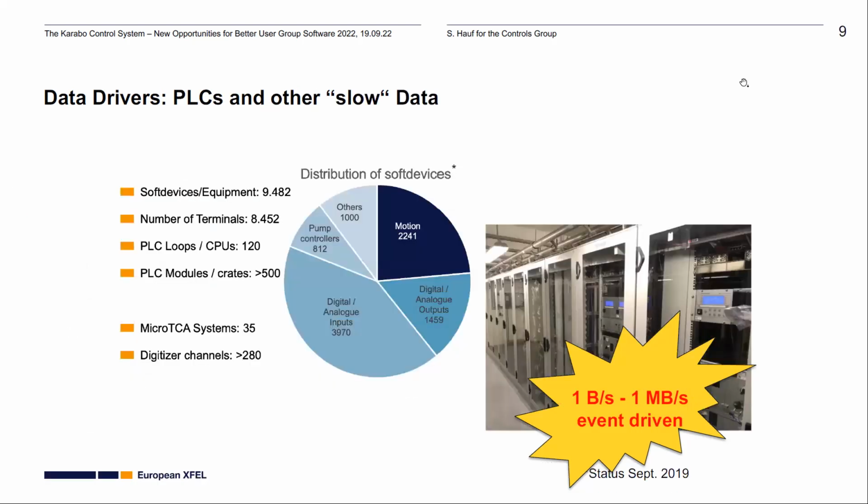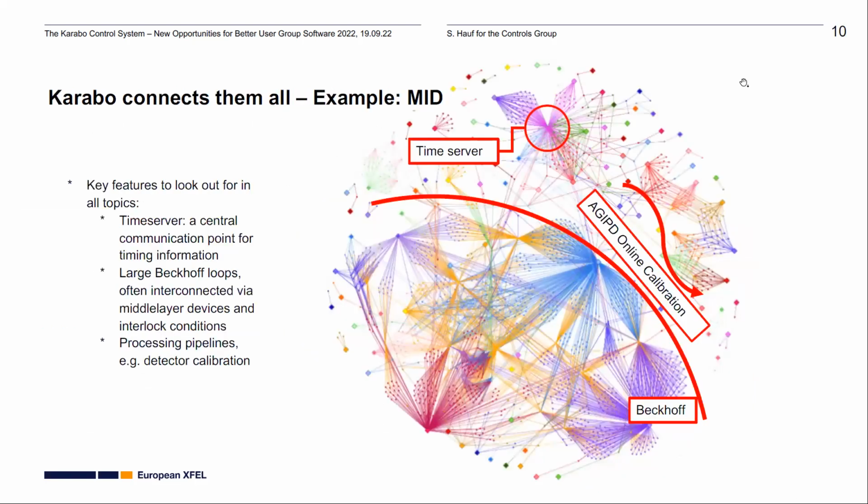And then 90% of the facility, that's what is often called slow control data, interfaced frequently through PLCs, but also directly through manufacturer protocols. This is mostly event-driven at the XFEL, so we have average data rates of a few bytes per second to a few megabytes per second there. Putting that all together, we have Karabo on top, which connects all these data sources and controls them.